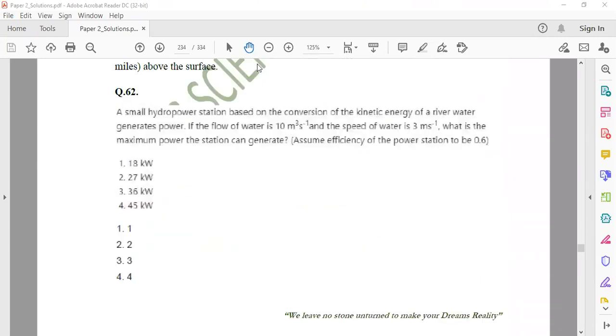So you can see here we have been given one of the choices, 27 kilowatt, which is choice number 2. So this is the correct answer, and this was covered very well by Ali sir in the class, and we have given enough detail in the solution also. Is it clear to everyone? Anyone having any doubt in this question?